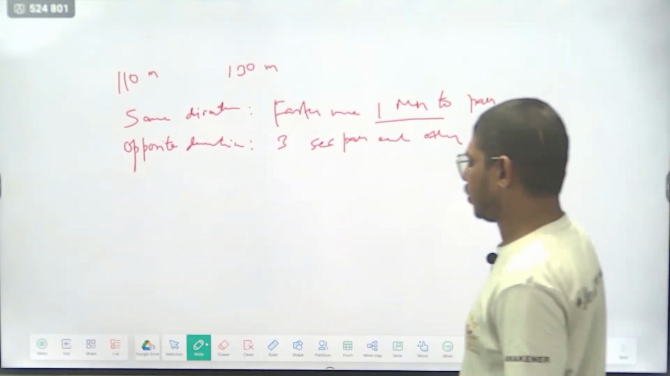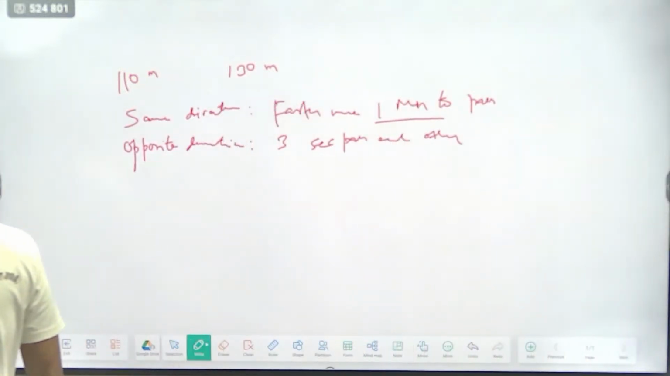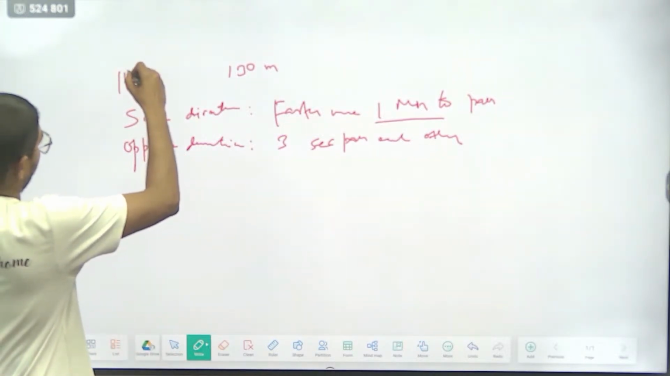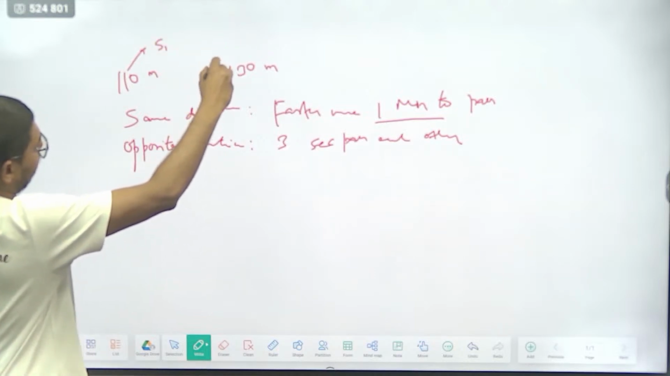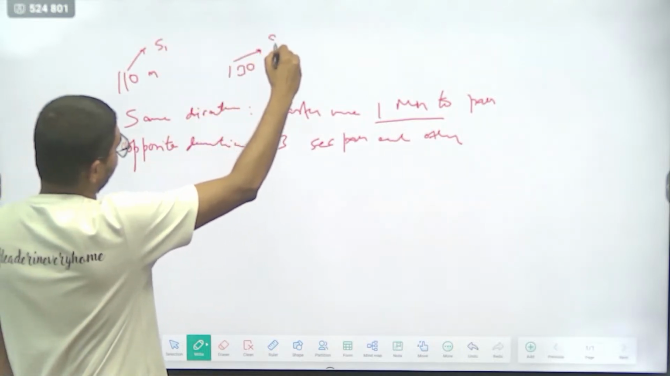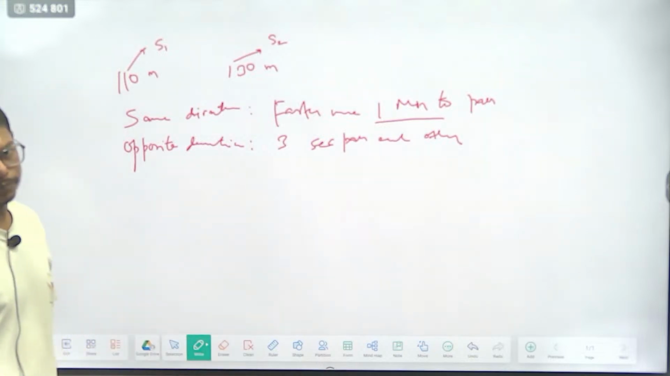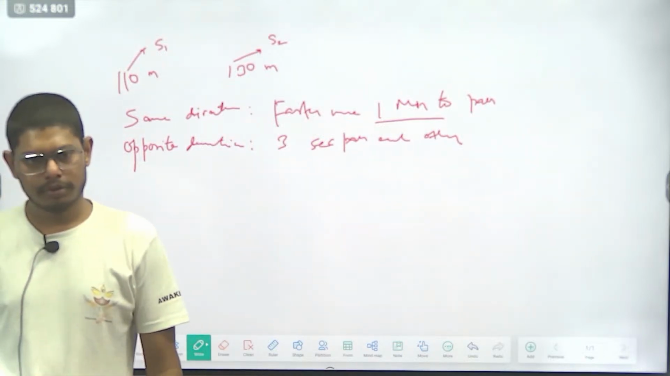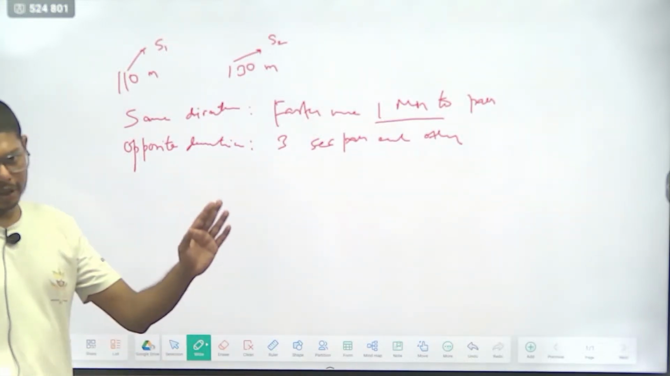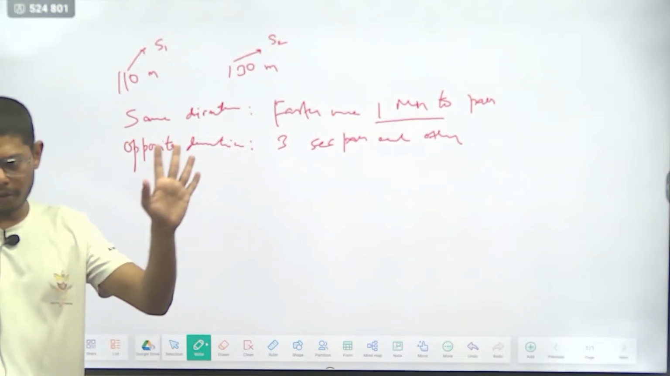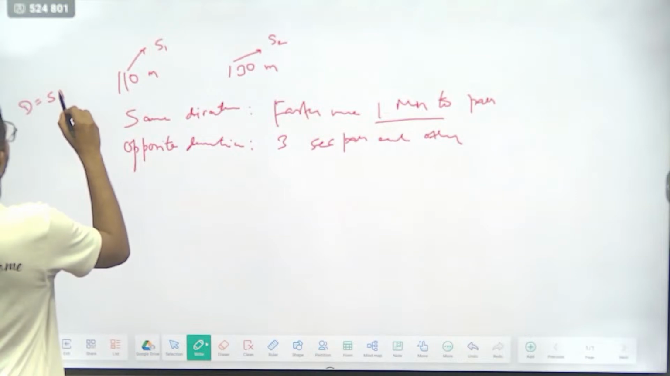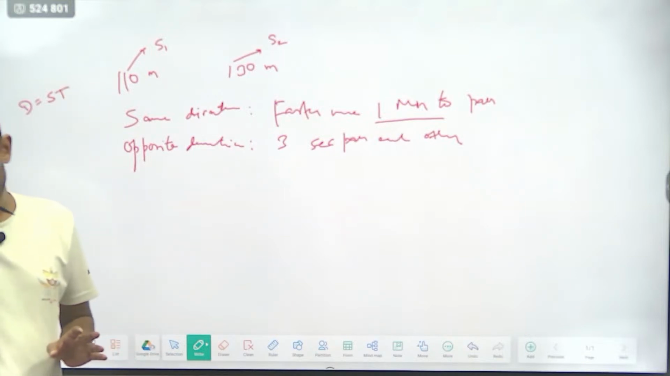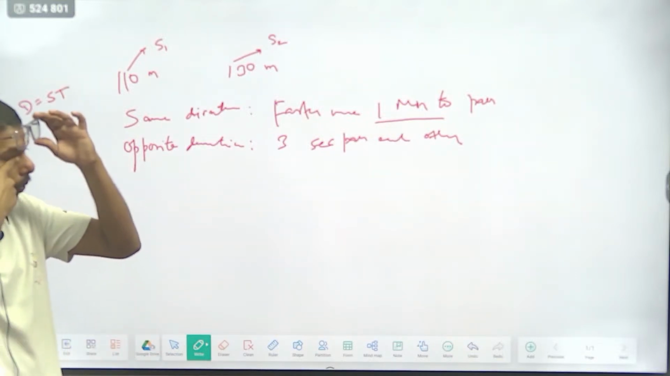Guys, tell me, first of all. Can we say the speed of train 1 is S1? Can we say the speed of train 2 is S2? Right, yes or no? What did I tell you? We have only one formula: distance is equal to speed into time. That's it. We have always known that.